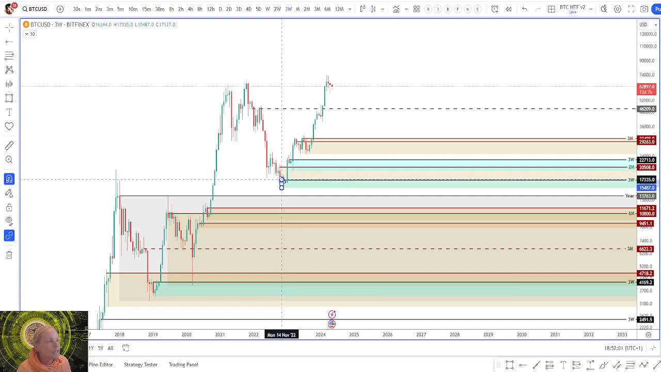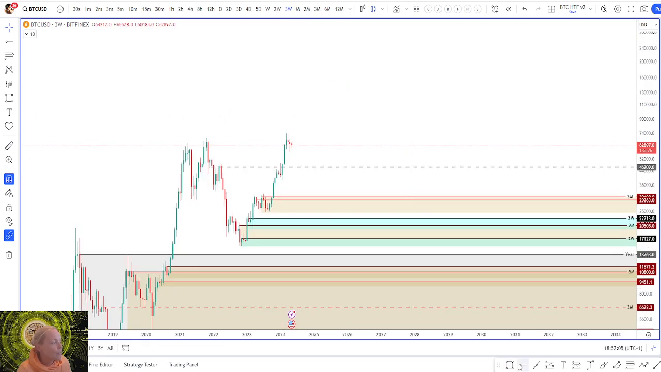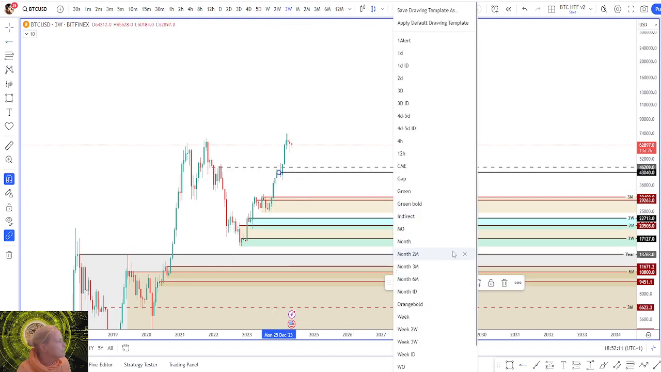So you can see, I guess, as I'm building this, why my charts look so busy, and also why I use the colours, because it does make it much clearer. 3 week.